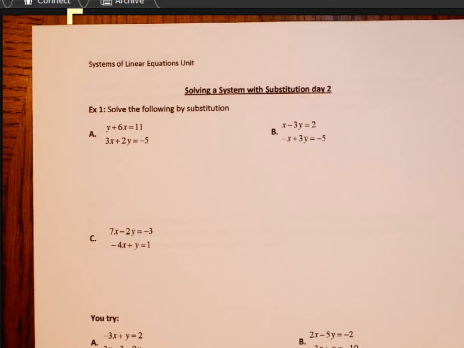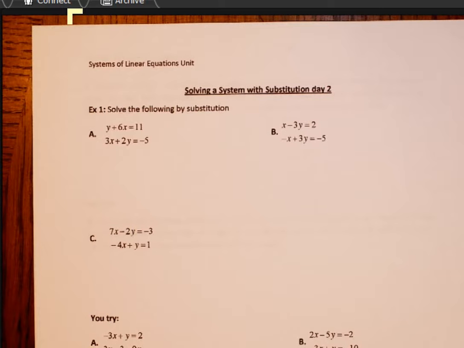Today we will be solving systems with substitution. This is day 2 of your notes. So like yesterday, a couple of things that we're looking for. Remember, it's easiest to use substitution when both equations in the system are in slope-intercept form, so y equals mx plus b, or you have one equation in slope-intercept form and the other equation in standard form.